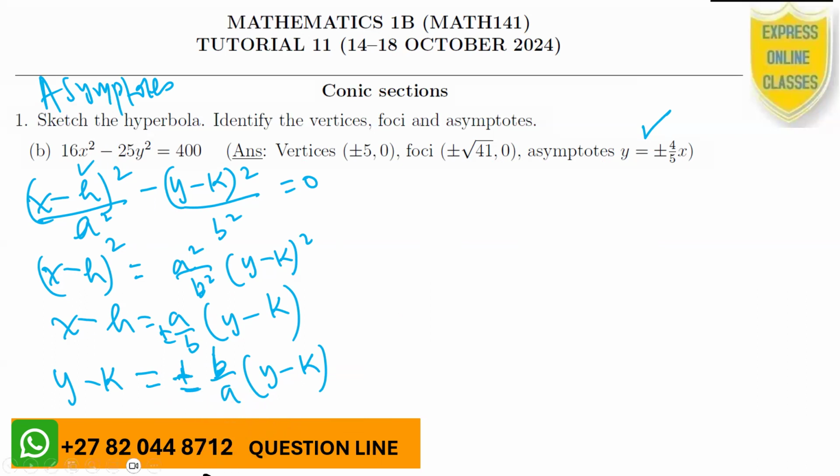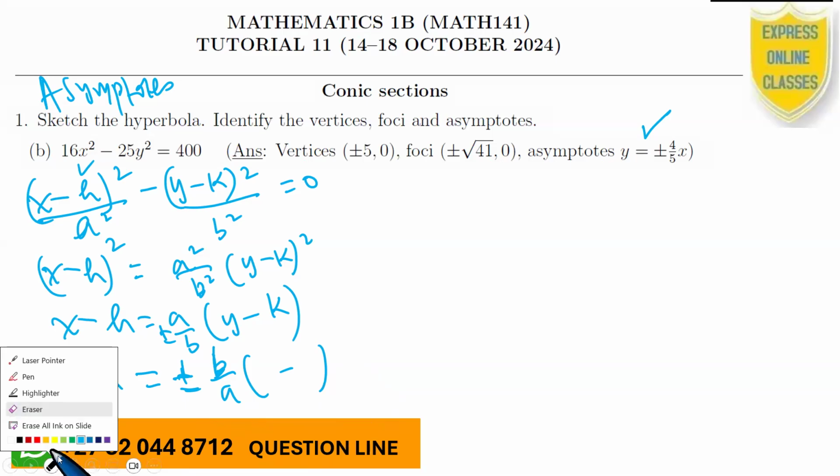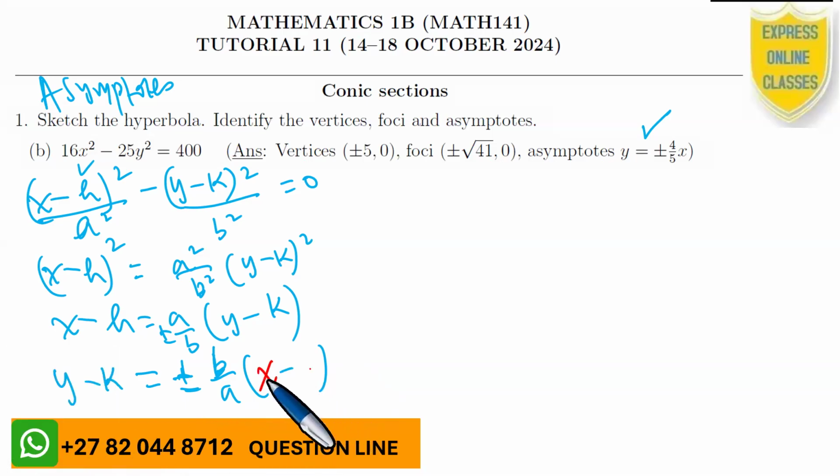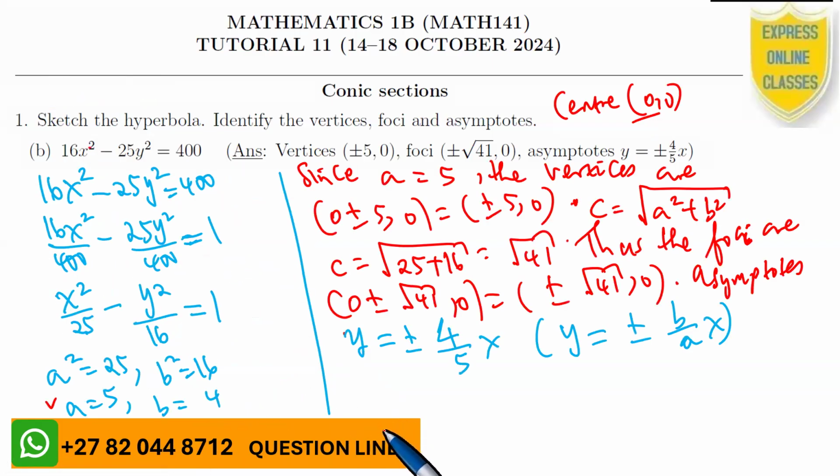So that's just what we have. So y minus k, therefore, is plus or minus b over a, x minus h. So now we can sketch the graph. Sketch the graph because X is first.